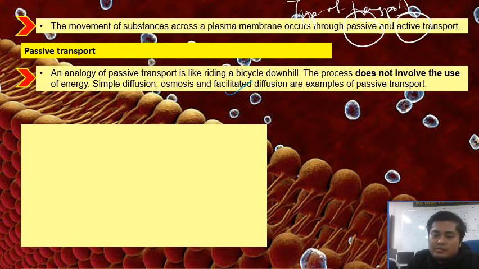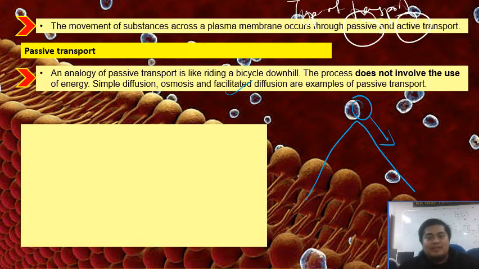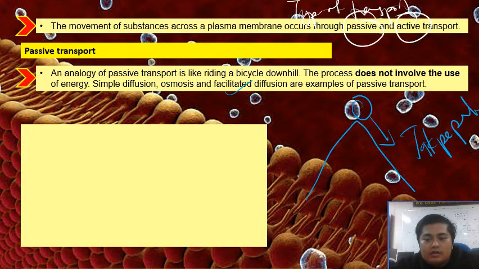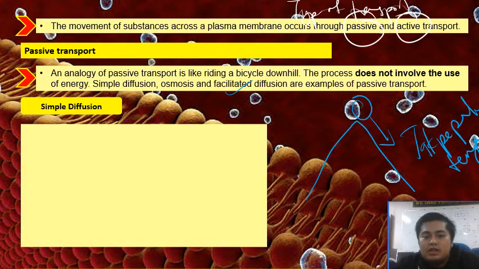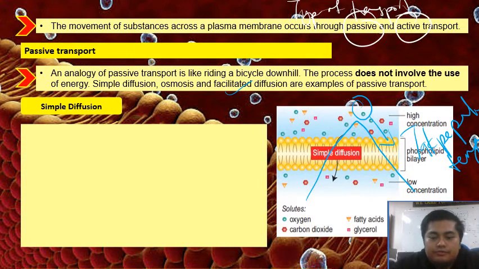So proses dia macam kita turun bukit. So kita daripada atas bukit nak turun bukit, kita kayuh ke? Tak, kita tak kayuh. Kita kadang-kadang boleh lepas lagi. Sebab apa? Sebab dia tak perlu tenaga. So we start off with simple diffusion. So ni ada gambar dia, simple diffusion.